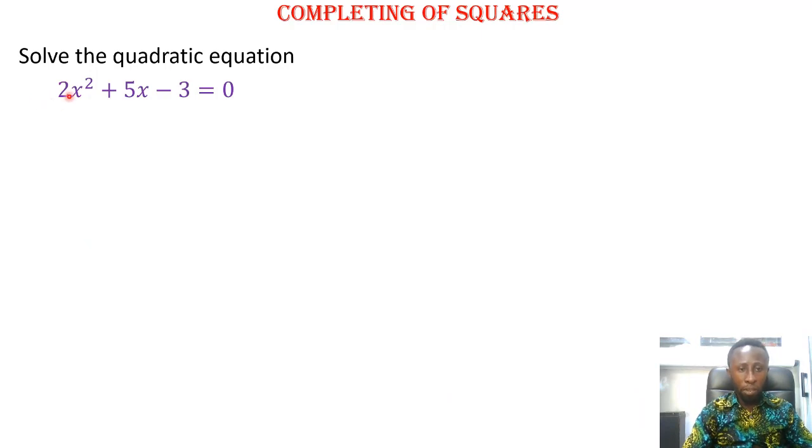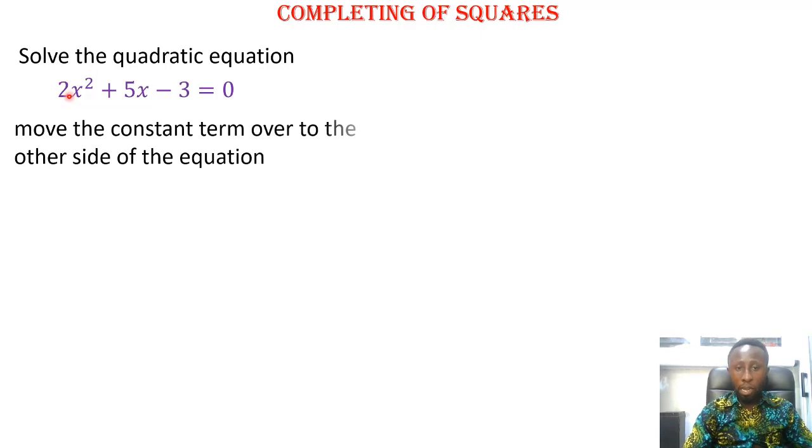So our first step here is, let's move the constant term over to the other side of the equation. This is the constant, so we move it here. It's -3, so we add 3 on both sides so that here we go to 0. So this is what we are saying if we move the constant term to the other side of the equation.